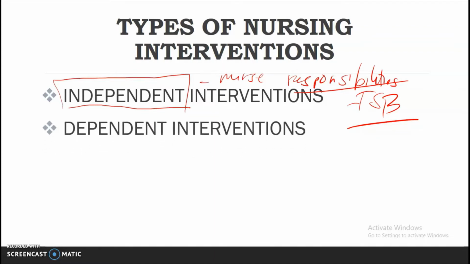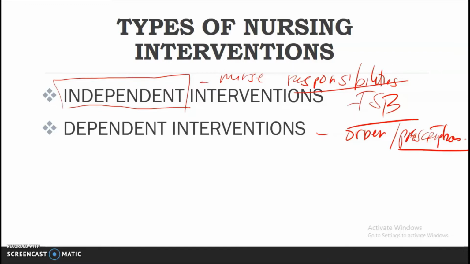Ito naman yung kabaliktaran ng independent interventions, wherein dependent interventions require an order or prescription. These are things that we cannot perform, or that are not part of our responsibility as a nurse. So it requires an order from a physician or other healthcare provider concerning the condition before we can actually perform it.